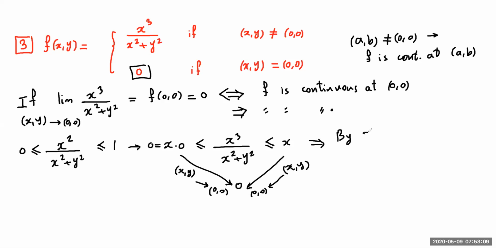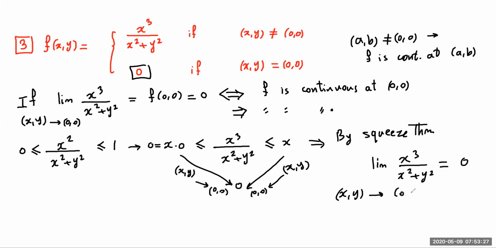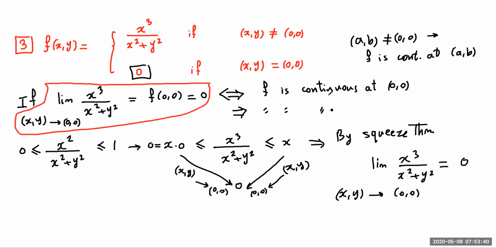So by the squeeze theorem, the limit of x^3 over x^2 plus y^2 will be 0 when (x, y) approaches (0, 0). So this proves this limit. Because this is correct, my function is continuous at (0, 0), so my function is continuous on its domain. The next exercise.